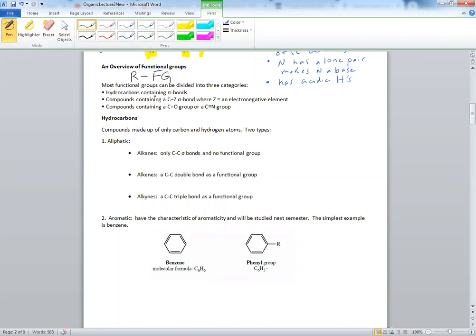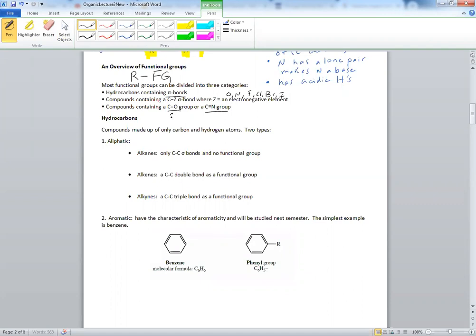The functional groups, as we said before, can be divided into hydrocarbons that contain pi bonds. We're going to see some of these here. Compounds that contain C-Z sigma bonds, where Z is the electronegative atom. So again, that could be oxygen, that could be nitrogen, that could be a halogen, you know, F, Cl, Br, I, etc., sulfur, etc. And then compounds that contain carbon-oxygen double bonds and carbon-nitrogen triple bonds.